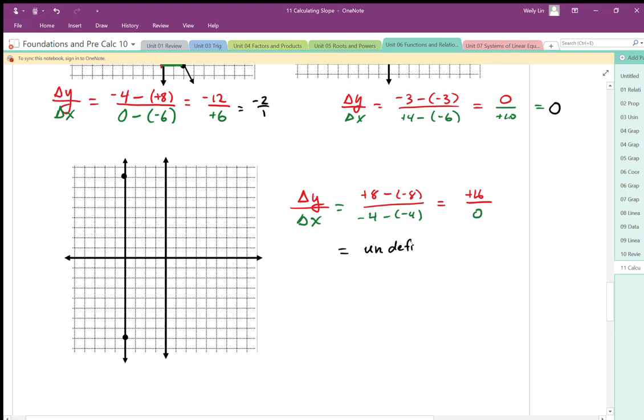It has a vertical slope. We usually say that it has a vertical slope. If we were to calculate this, this is getting to be infinite slope, which is because 0 goes into 16 an infinite number of times. So we can kind of say that it also has an infinite slope. But technically we should say that it has undefined slope because we are dividing by 0, and we never can divide by 0.